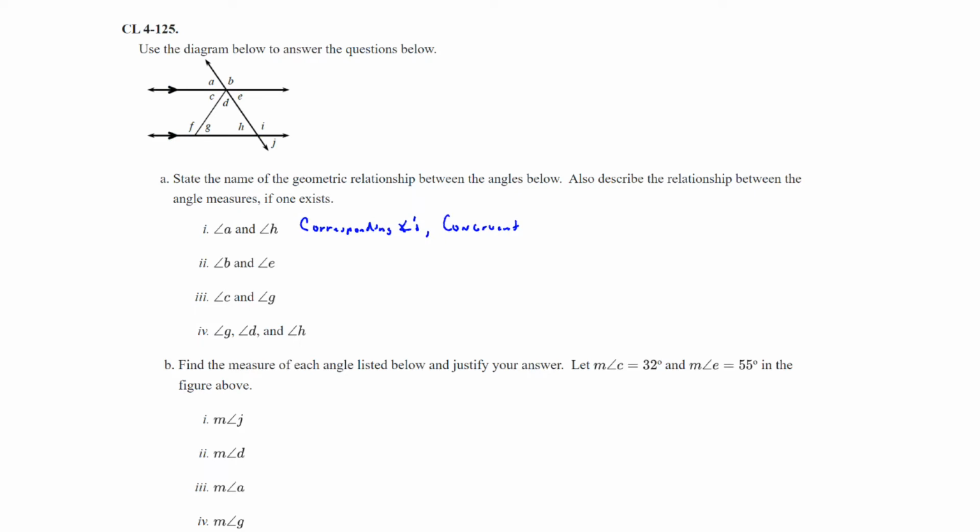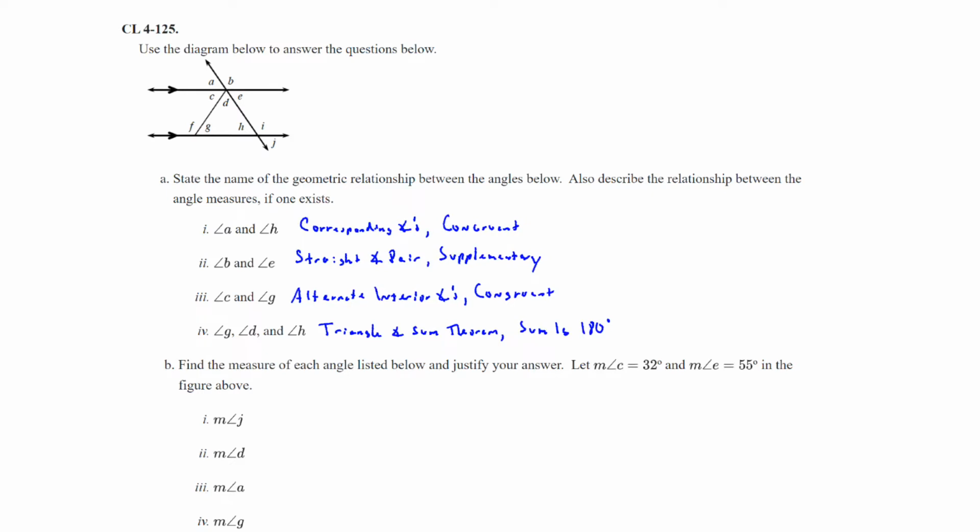Alright, next we have B and E. So B and then E is right here. And those would be a straight angle pair, and we know straight angle pairs are supplementary. Number 3, C and G. So we have C and then we have G. And once again, because of the parallel lines, those angles are alternate interior angles, and we know they are congruent. The fourth one, G, D, H. So G, D, and H, and those are 3 angles of a triangle. So that would be the Triangle Sum Theorem, and we know that they add up to 180 degrees.